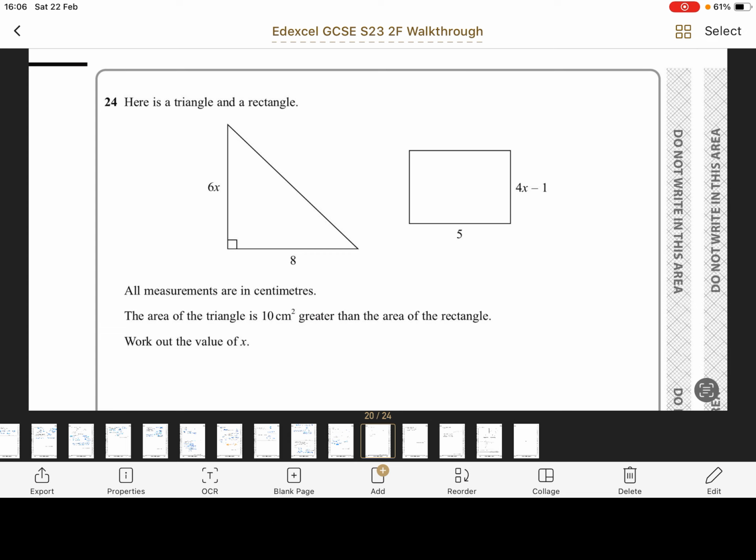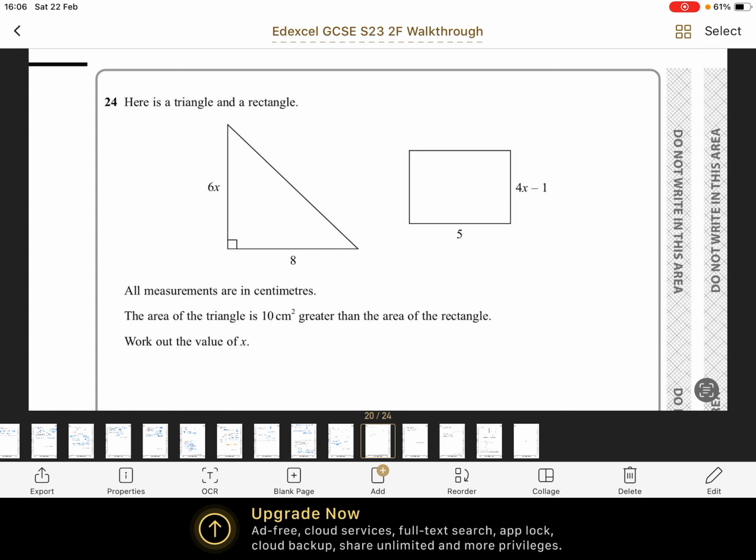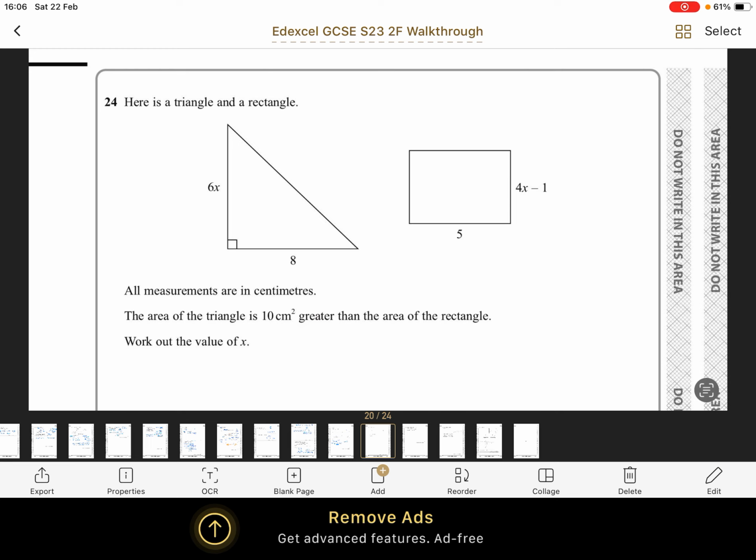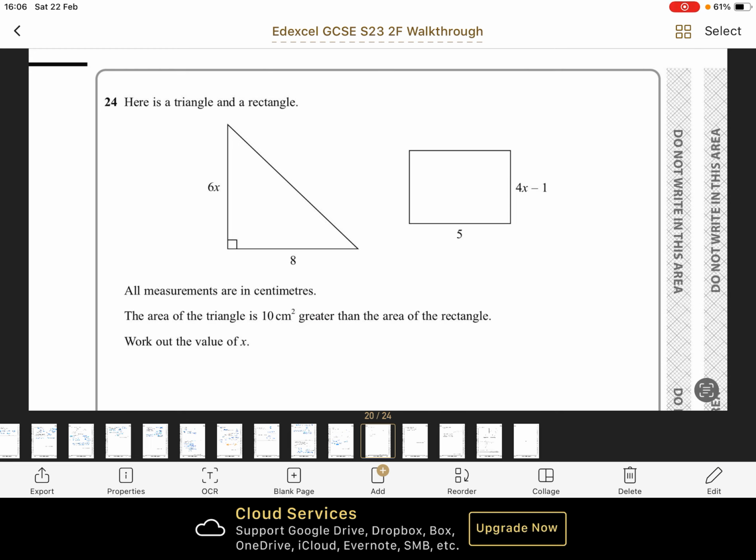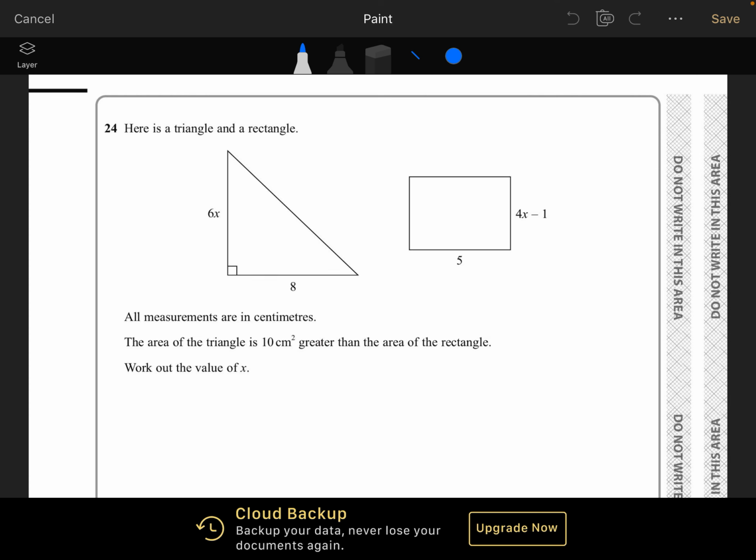Here is a triangle and a rectangle. All measurements are in centimetres. The area of the triangle is 10 centimetres squared greater than the area of the rectangle. Work out the value of x.